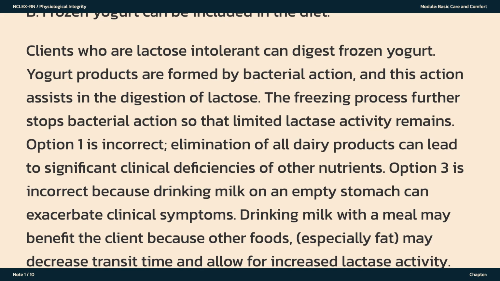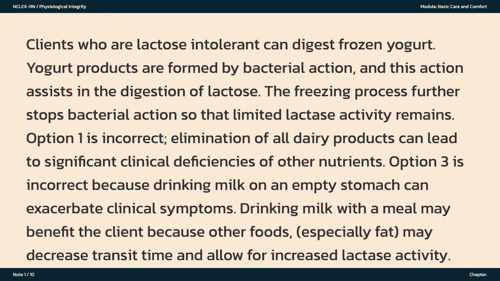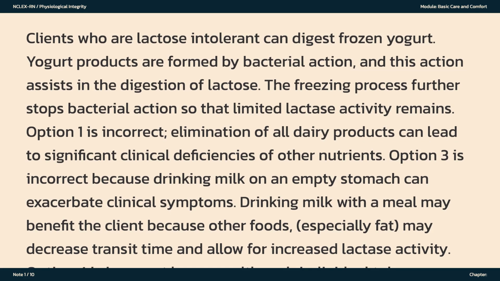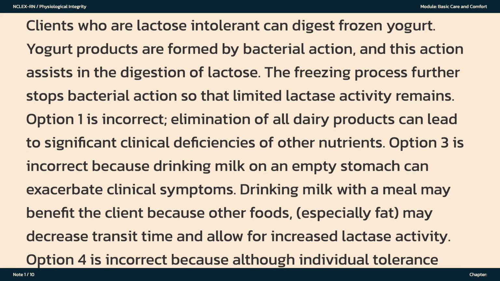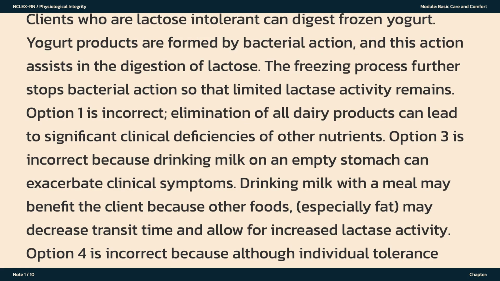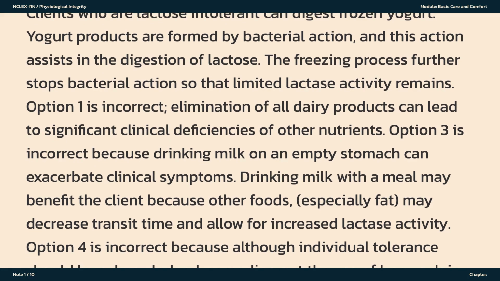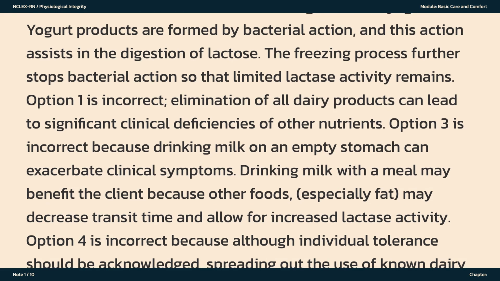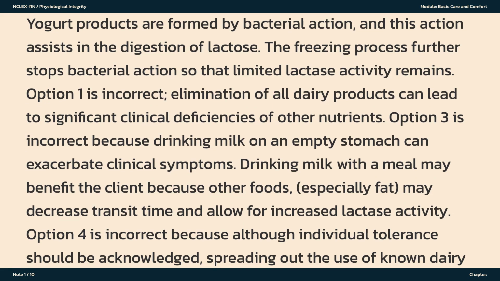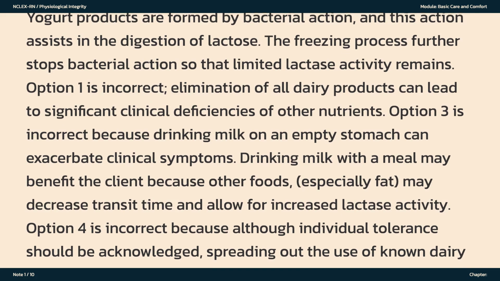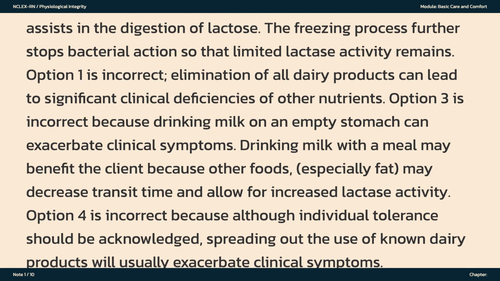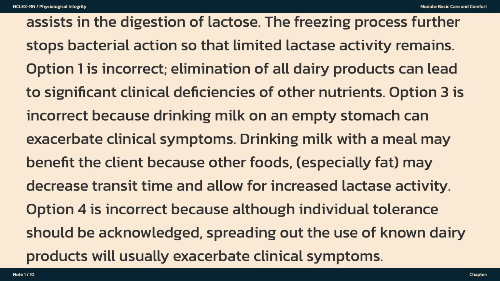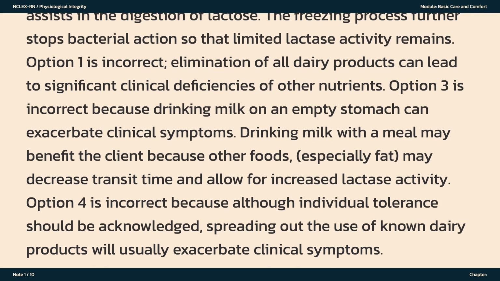Option 1 is incorrect. Elimination of all dairy products can lead to significant clinical deficiencies of other nutrients. Option 3 is incorrect because drinking milk on an empty stomach can exacerbate clinical symptoms. Drinking milk with a meal may benefit the client because other foods, especially fat, may decrease transit time and allow for increased lactase activity. Option 4 is incorrect because although individual tolerance should be acknowledged, spreading out the use of known dairy products will usually exacerbate clinical symptoms.